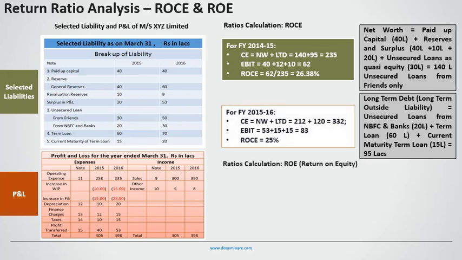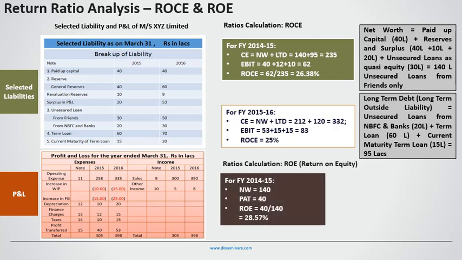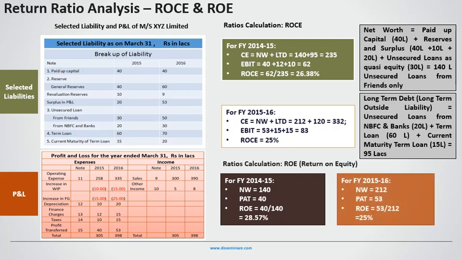For the calculation of return on equity, we calculate the profit after tax and the net worth of borrower from the figures in the example. For 2014-15, profit after tax equals rupees 40 lakhs and the net worth of borrower equals rupees 140 lakhs. Thus ROE equals 40 lakhs divided by 140 lakhs equals 28.57%. Similarly, calculating for 2015-16, the ROE equals PAT, 53 lakhs, divided by net worth, 212 lakhs, equals 25%.